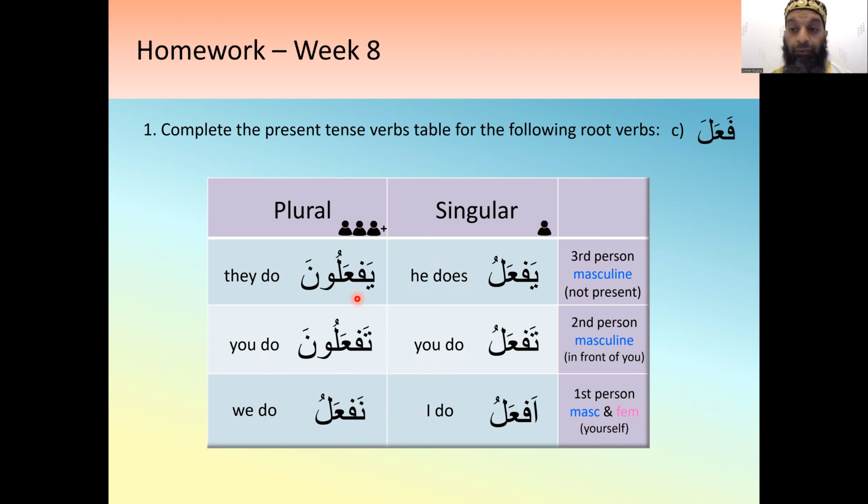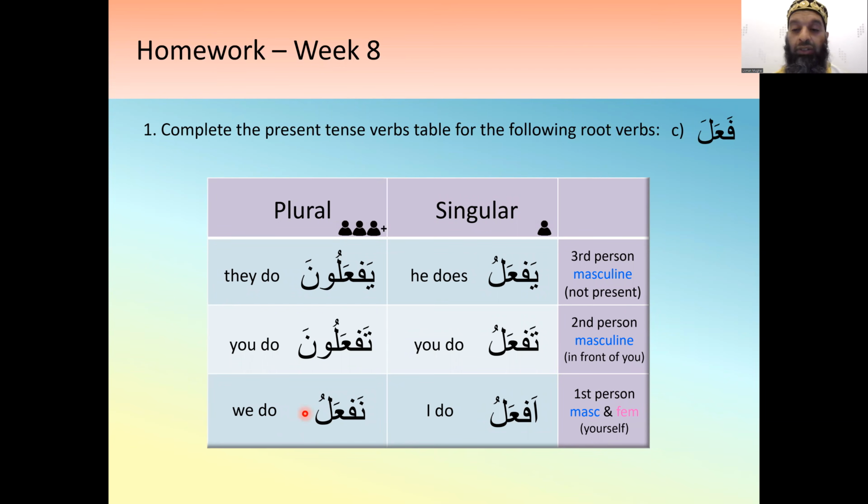The last one, fa'ala. Fa'ala means to do. So for fa'ala, you have to learn fa'ala yaf'alu, knowing that this has a fatha on it on this verb. So yaf'alu, yaf'aluna. He does, they all do. Taf'alu, taf'aluna. You do, you all do. And the last one, af'alu and naf'alu. Af'alu, I do. Naf'alu, we do.